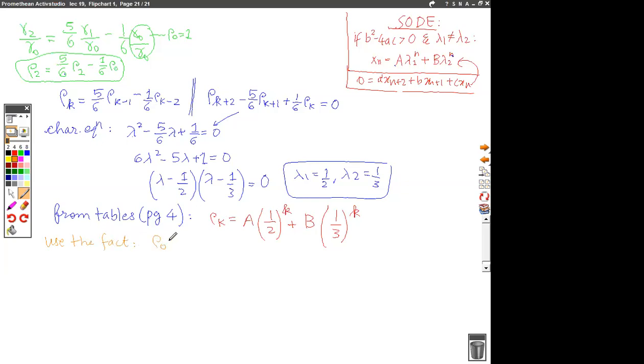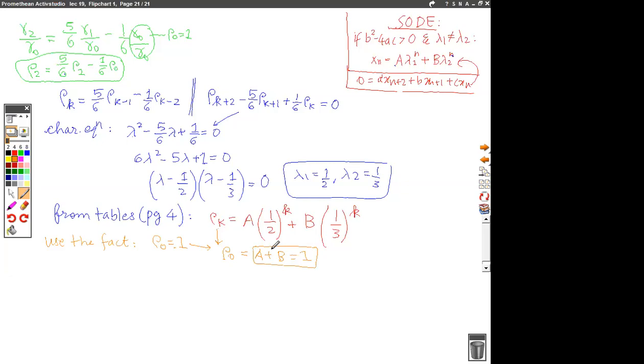So I will use the fact that I already know my value for rho 0, which is always 1. I'll substitute this in here, and what I get is that my rho 0 is equal to a plus b, since anything raised to 0 is 1. And I know that a plus b has to be equal to 1. Okay, so this is one equation that I have, but I have two unknowns. So I need one more equation. And what else can I do?